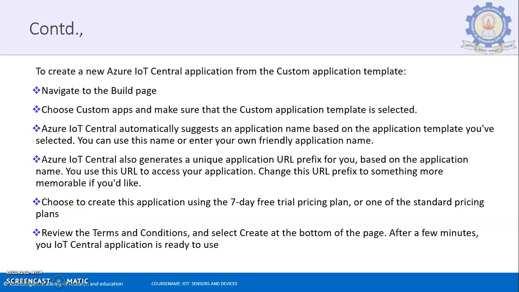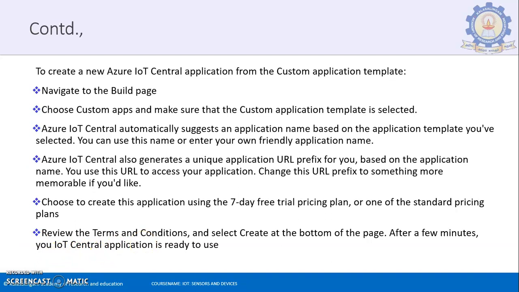Then you review the terms and conditions and select create. So you have to give the checkbox accordingly and select create at the bottom of the page. You review the terms and conditions, and at the bottom of the page you will have the button which says create. Okay. Then after a few minutes, your IoT application is ready to use. So at the end, you will be able to understand that your application is now ready to use.